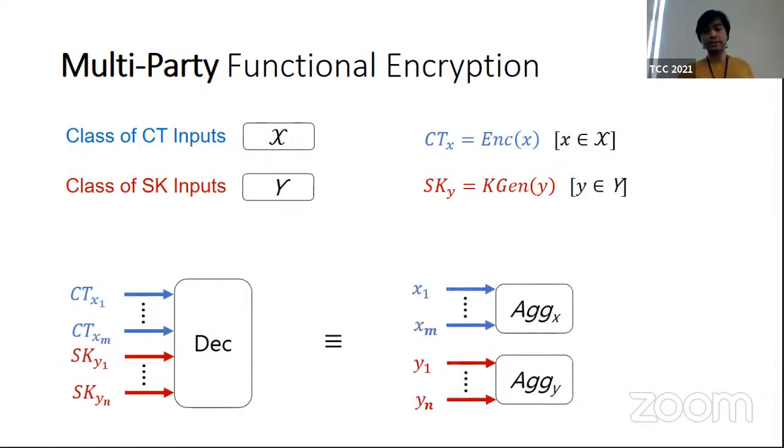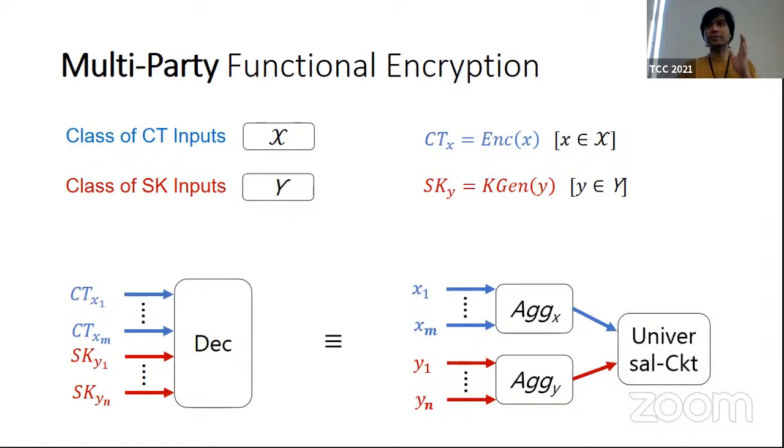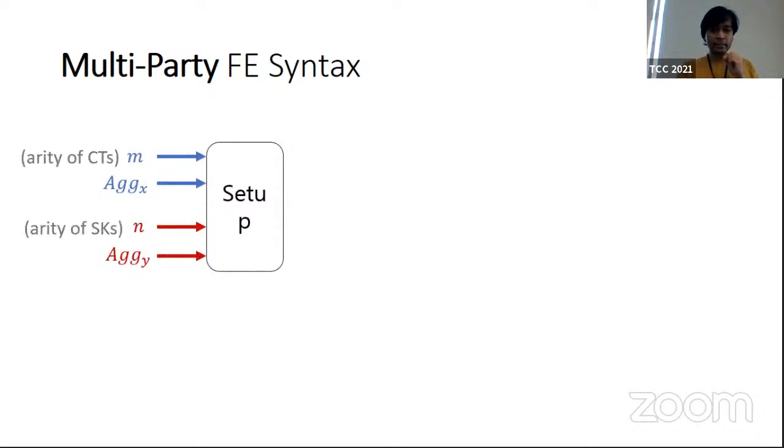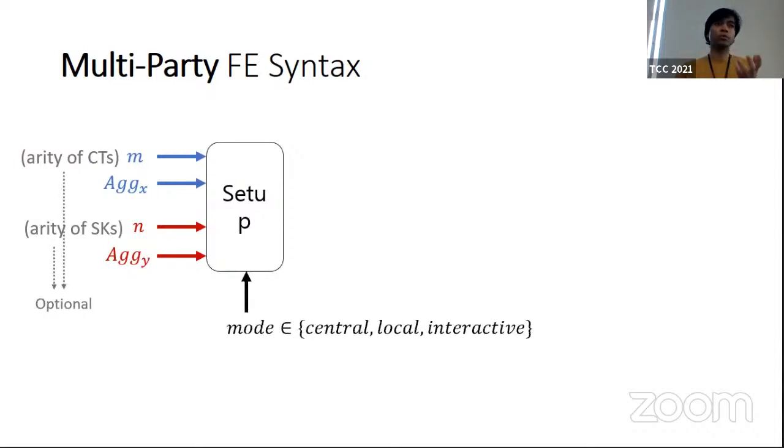Pictorially, you pass the ciphertext inputs to the aggregation function X, the Y inputs to the aggregation function Y, and apply the universal circuit. That's equivalent to applying the decryption circuit on the encoded and encrypted values. Syntactically, the setup algorithm is going to take as input these circuits, which specify the particular scheme. And the setup algorithm can be run in three modes: a central mode, a local mode, and an interactive mode, and generate these encryption keys.